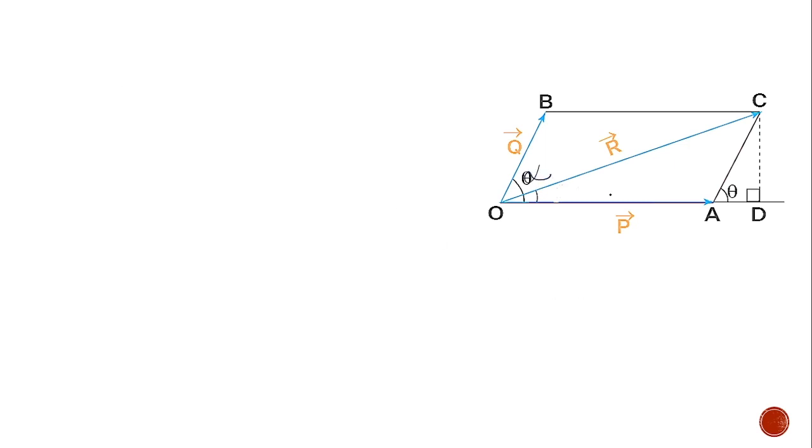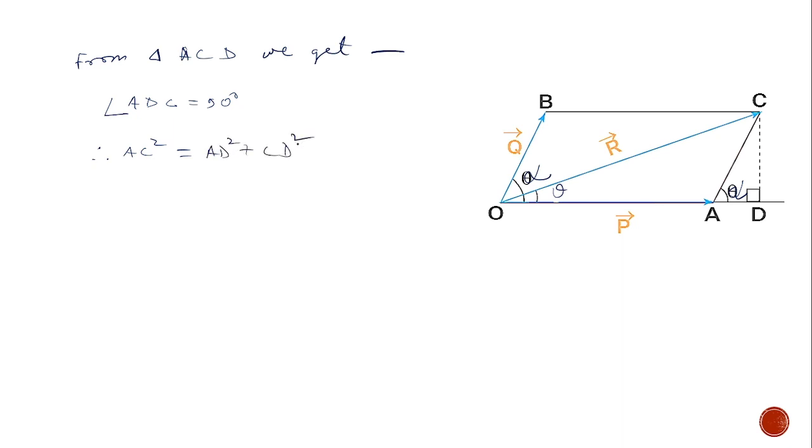This is alpha, this is alpha, this is theta. From triangle ACD we get angle ADC is equal to 90 degrees. So AC square is equal to AD square plus CD square. Okay, let's say it is 2.